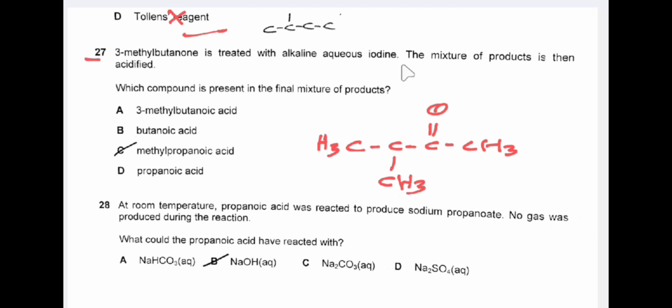So this butanone reacts with alkaline aqueous iodine. After the reaction with alkaline aqueous iodine, a CH3CO group is present, so the structure converts in such a way that CHI3 forms, that is methyl.